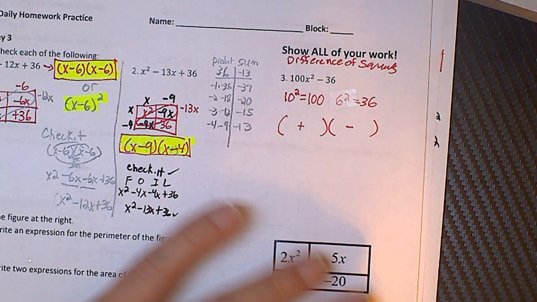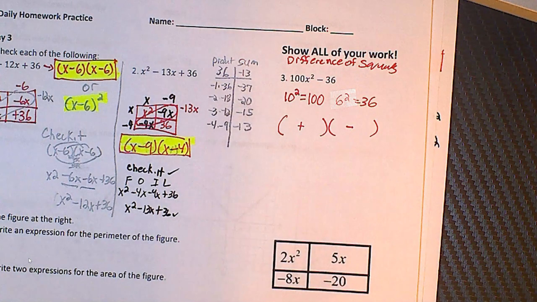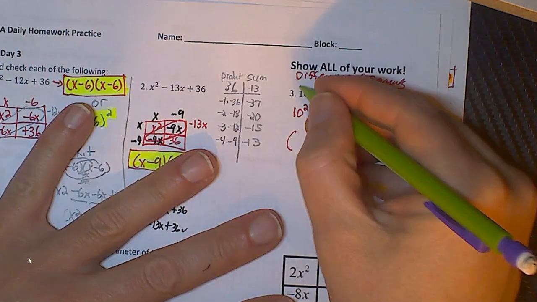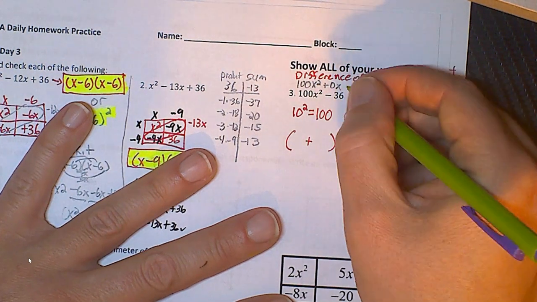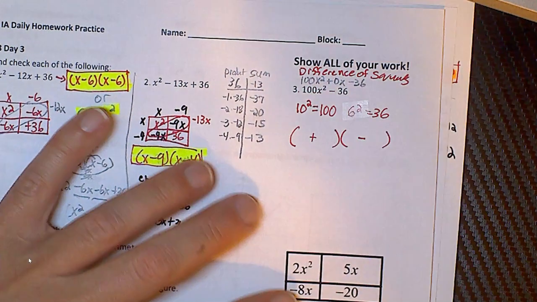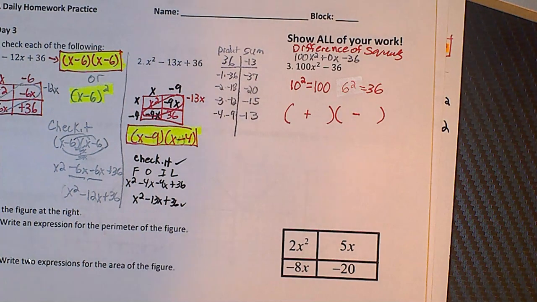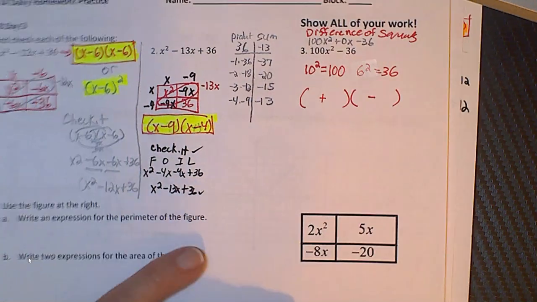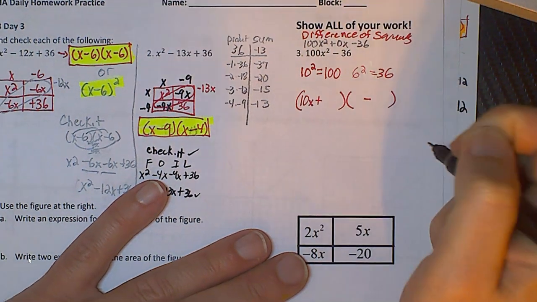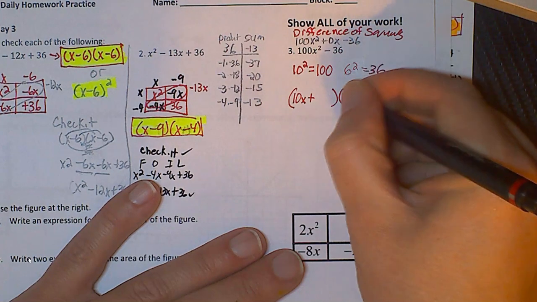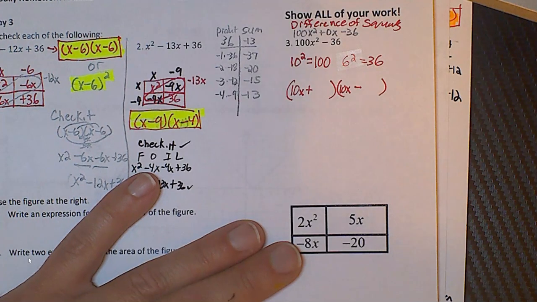It's because there's no x term. Okay? So if we talk about standard form, it looks something like this. It's like 0x. So that's why it's always going to be plus minus. And all you do is 10x and 10x. See, that's 100x squared. We need negative 36.